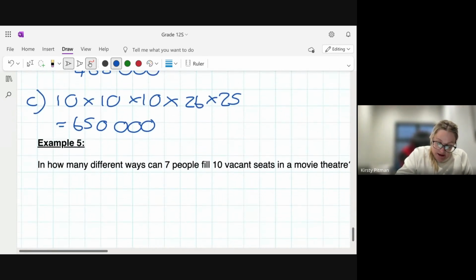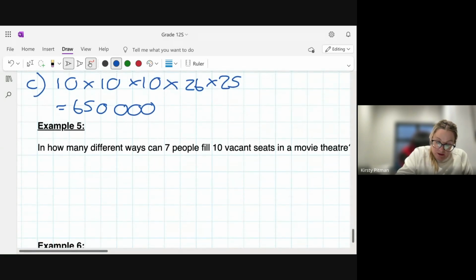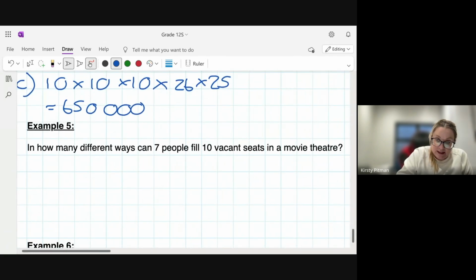In how many ways can 7 people fill 10 vacant seats in a movie theater? So there's 10 vacant seats. How many different ways can 7 people fill up these seats? Okay. We got this.